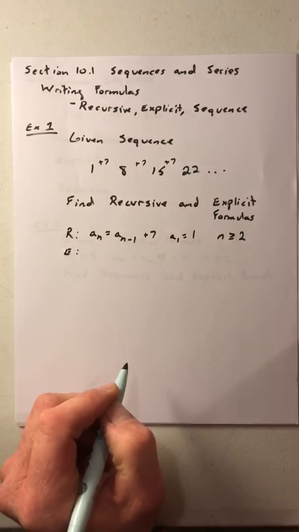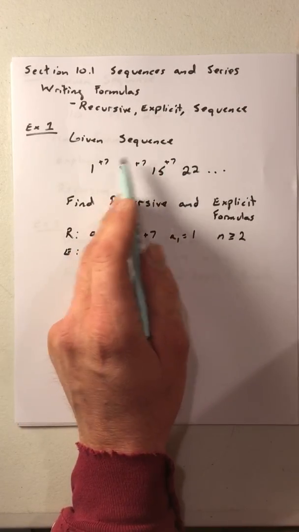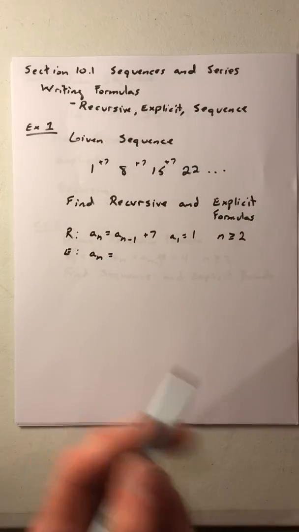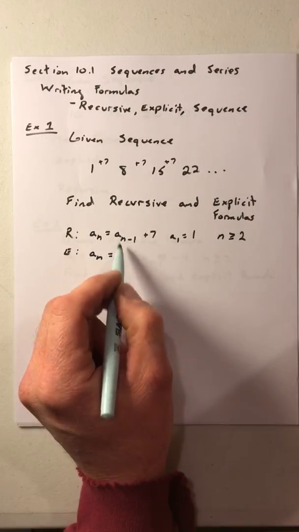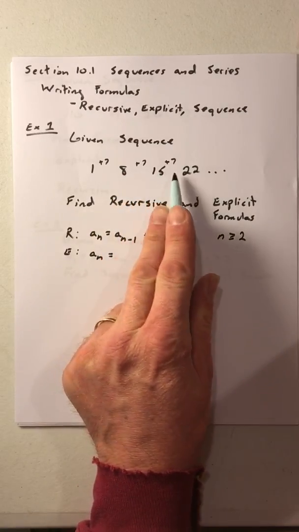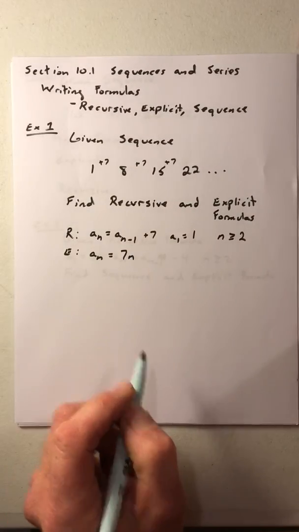Explicitly, what's happening? Well, if I add 7 to each term, I know that's a linear function. So we know that a sub n is going to be some type of linear function. In a linear function, we have a slope, which is the change from term to term. So that's going to give us our 7n.